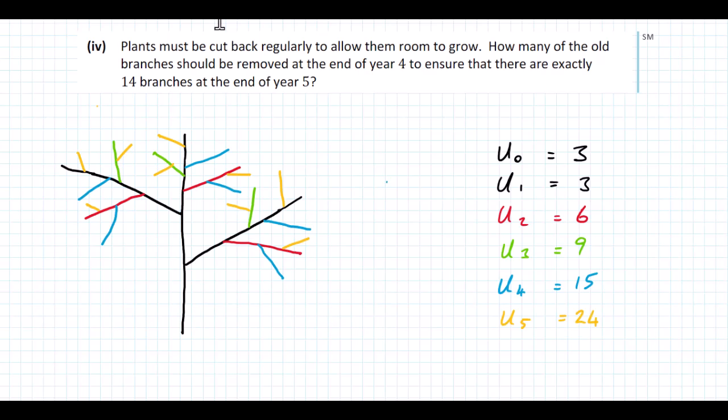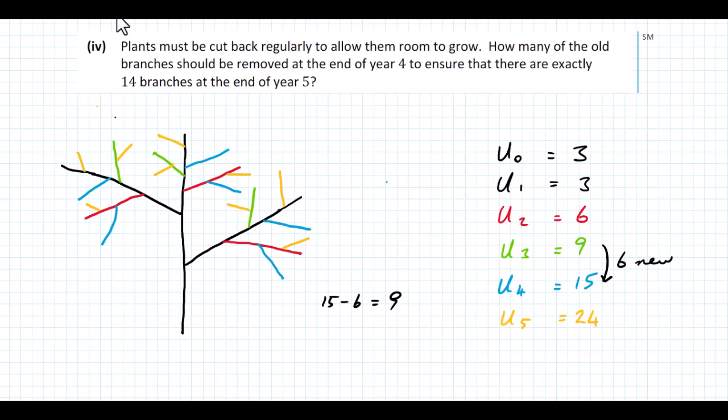Now at the end of year 5, we need to end up with exactly 14 branches. Now these 15 branches here from the previous year had 6 new branches which are not going to reproduce this year. So that will leave us with 9 branches. If you take 15 minus 6 is equal to 9. So these 9 branches will produce new branches.